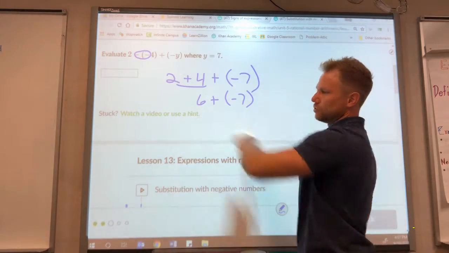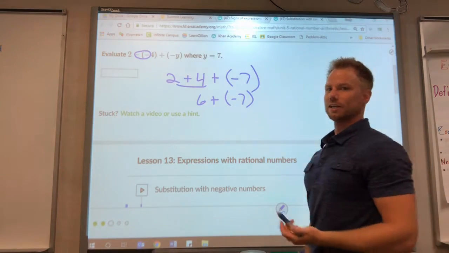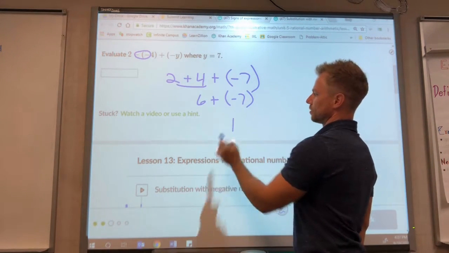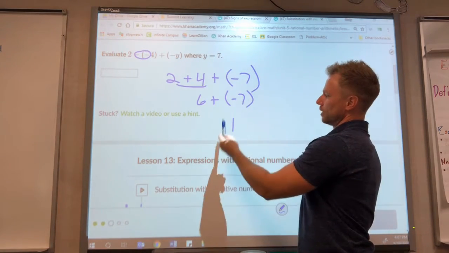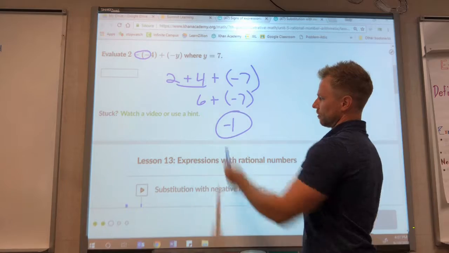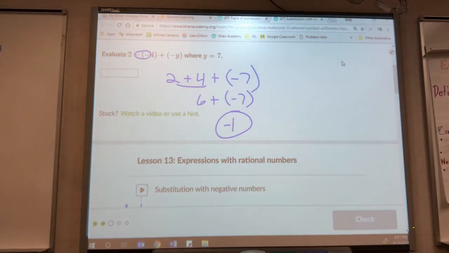Look at the signs, use our rules. 6 is positive, 7 is negative. They're unlike, so we subtract. 7 minus 6 is 1. Keep the sign of the bigger number. 7 is bigger, it's negative, so the sign of our final answer is going to be negative. So we get a negative 1 for our final answer.